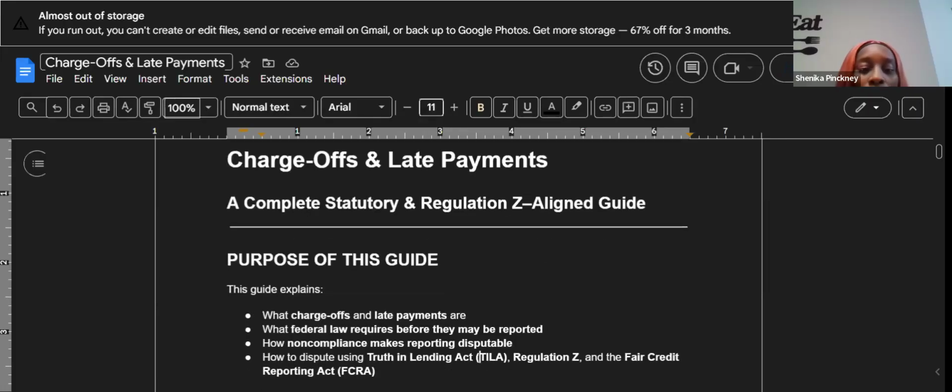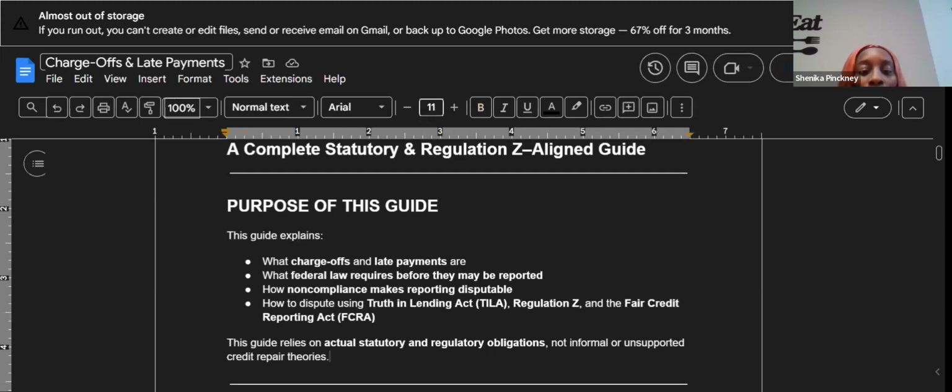Tonight, we are going to discuss and talk about charge offs and late payments. This is a complete statutory and Regulation Z aligned guide that I decided to come up with to help you understand exactly what a charge off and a late payment is and how you should go about getting those items deleted.